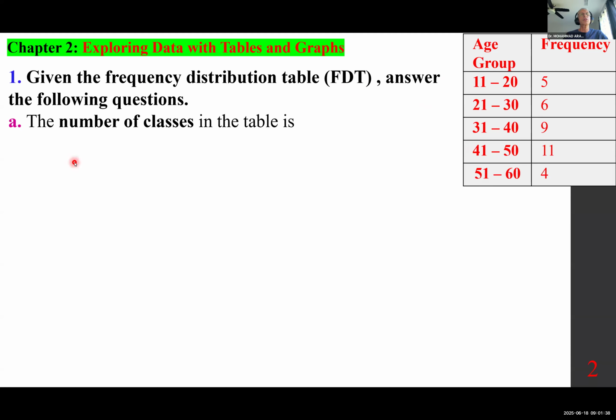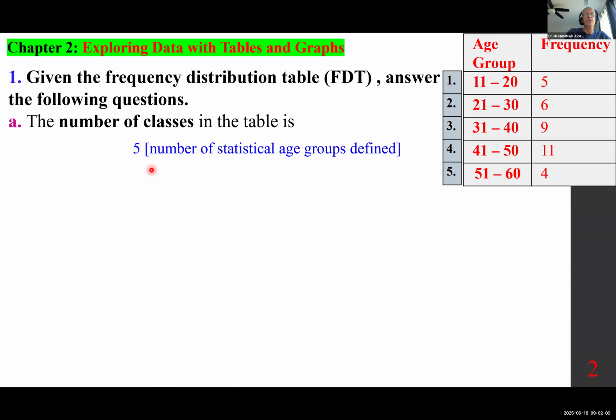Answer the following questions. The number of classes in the table is. So what do we have here? This is one class, the class containing the age group from 11 to 20. There are 5 of them. The second one, the group containing the age group from 21 to 30. There are 6 of them, so on and so forth. So we have 1, 2, 3, 4, 5. 5 statistical age groups defined. Number of classes.